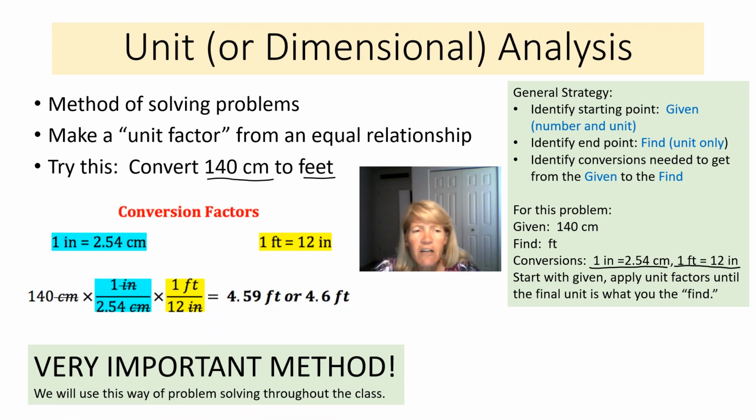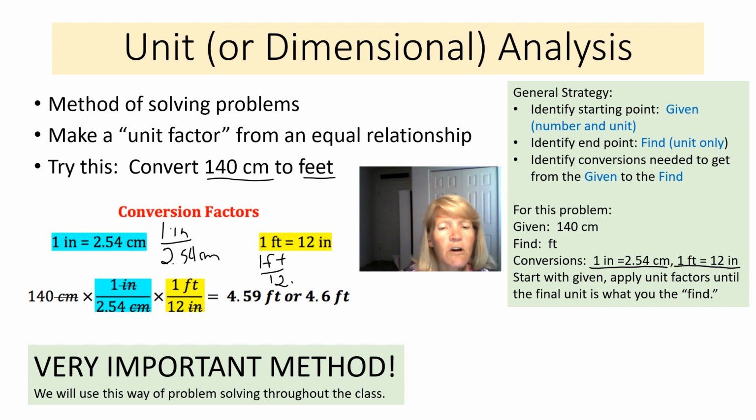So we identify our conversion factors, and we'll use these as ratios. So 1 inch equals 2.54 centimeters. We can write that as 1 inch over 2.54 centimeters. Or we can write 1 foot over 12 inches. Or we could do it the other way. We could say 12 inches over 1 foot. They're equal, so you can put one over the other and it still equals 1.